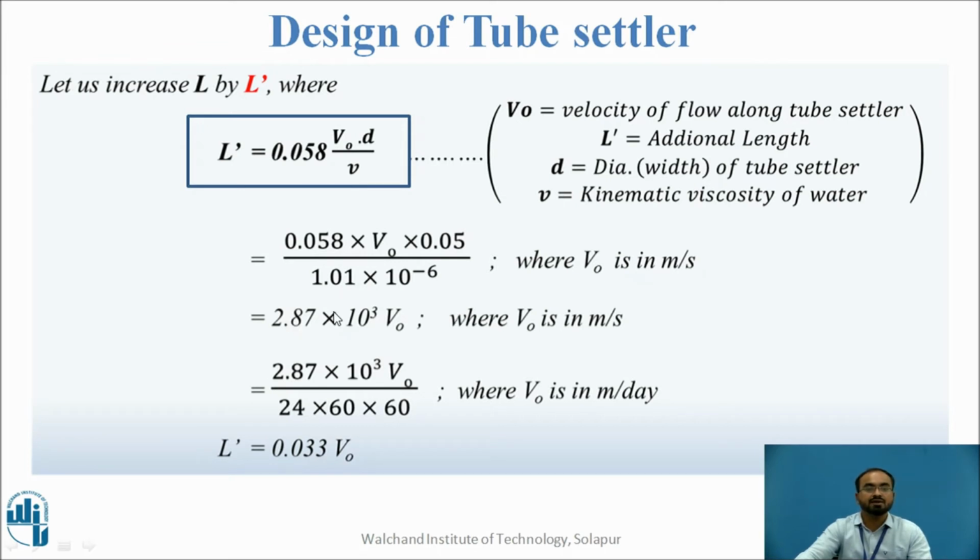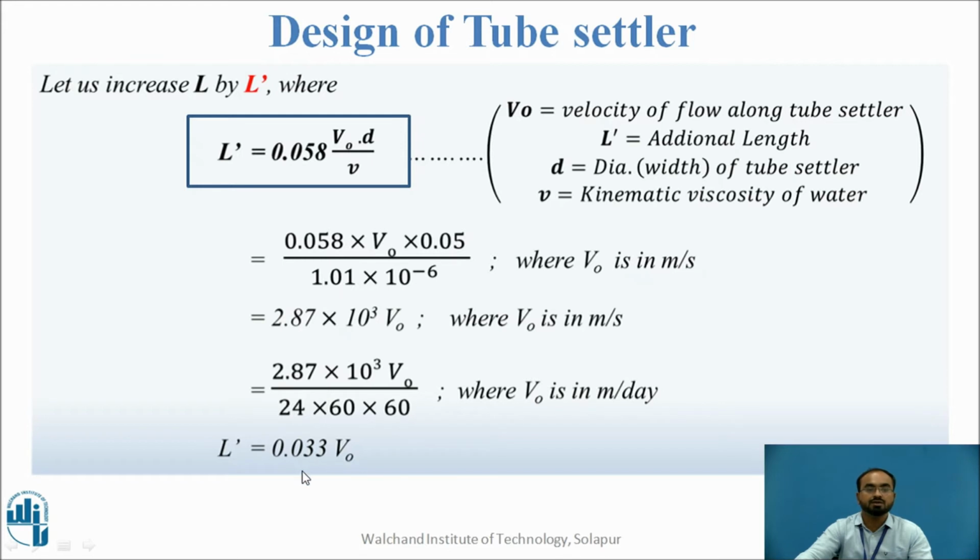So we will make some arrangement and calculate V naught. To do that, L dash will be 0.058 multiplied by V naught into 0.05 divided by 1.01 into 10 raised to minus 6. Here V naught will be in meter per second, and the value comes out to be 2.87 into 10 raised to 3 V naught. To convert V naught from meter per second to meter per day, how can I do that? I can just divide by 24 into 60 into 60.